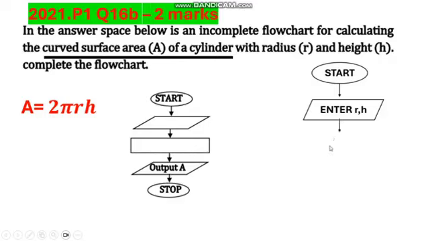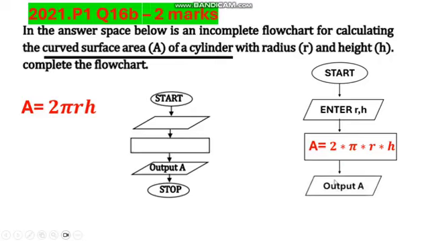Okay, so we are going to write area is equal to 2 times pi times radius times height. Then from there we just need to show the output area, for finding the curved surface area of the cylinder, which is this one. Then we need to write the stop, showing that the program has ended.